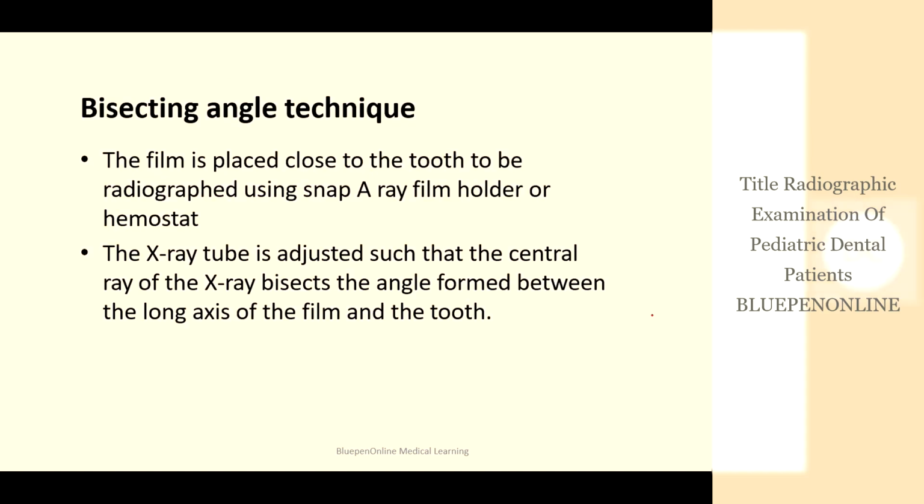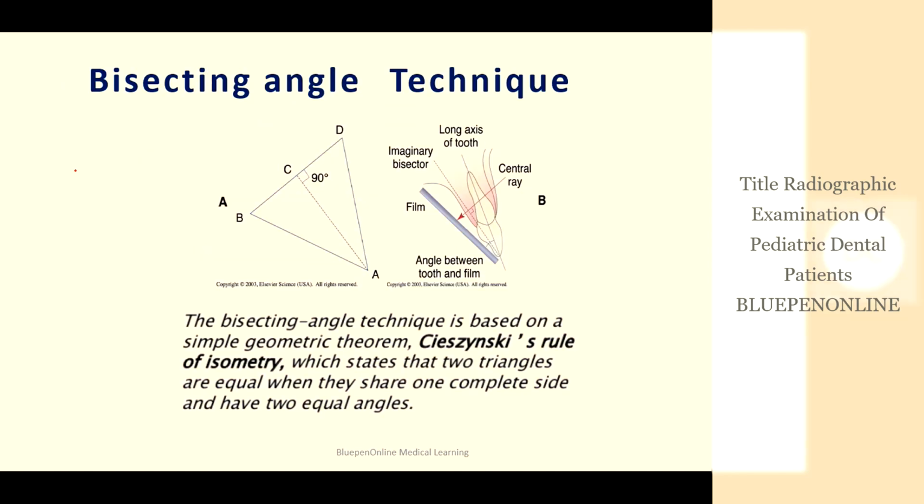Coming to the next method of intraoral periapical radiograph, which is the bisecting angle technique. It can also be called the short cone technique. In this case, the film will be placed close to the tooth to be radiographed using a snap-a-ray film holder or hemostat. The X-ray tube is adjusted such that the central ray of the X-ray bisects the angle formed between the long axis of the film and the tooth. So this is the bisecting angle technique.